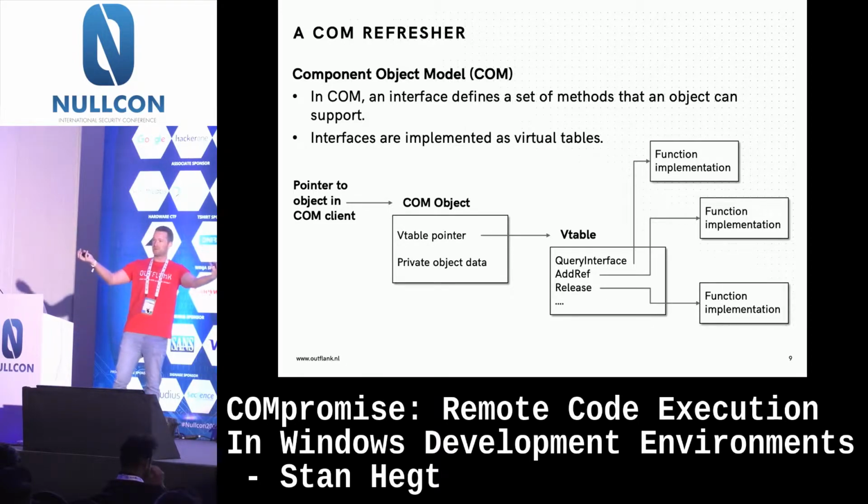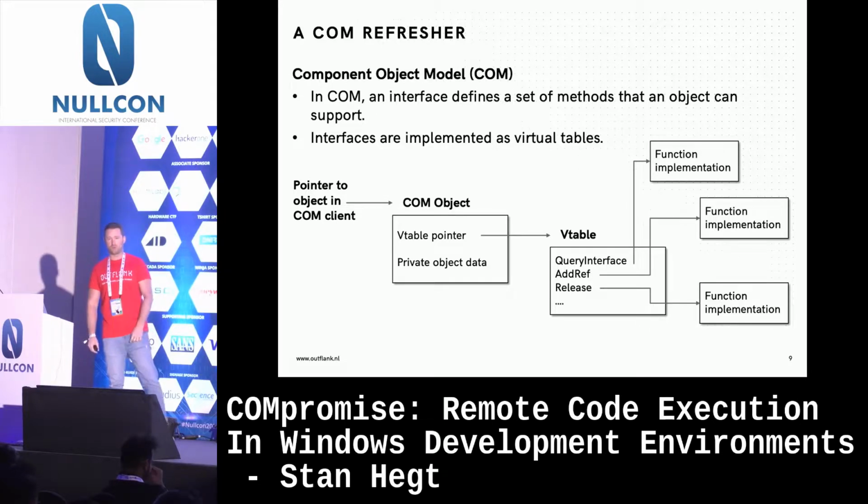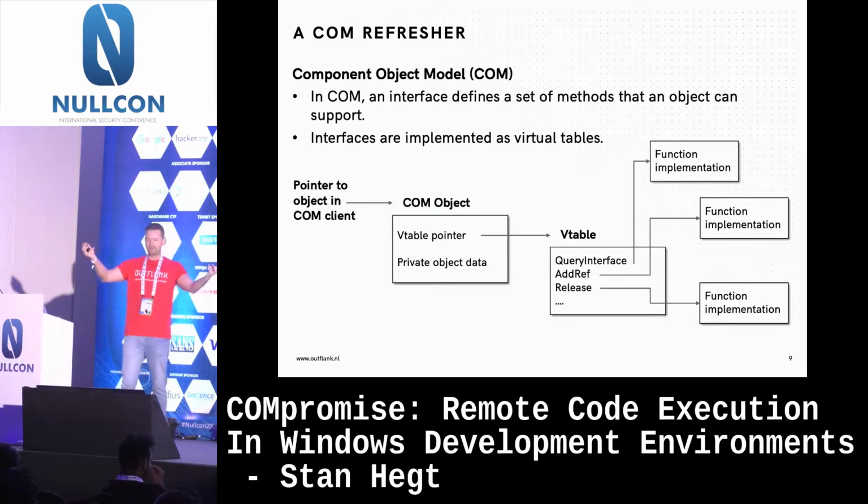So you have one client using a component, and that client wants to call methods on it. And in COM, interfaces are used to abstract from the implementation of a specific method.